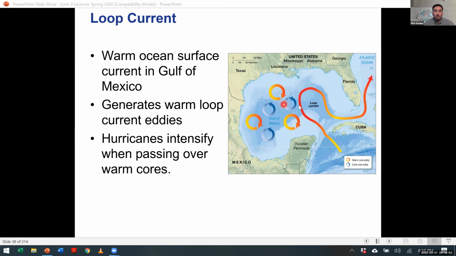That was one of these cold core eddies, cold core rings sitting there right off the coast of New Orleans, that, as we mentioned before, probably saved billions of dollars and maybe dozens, if not hundreds, of lives because of the storm kind of weakening at the last moment.